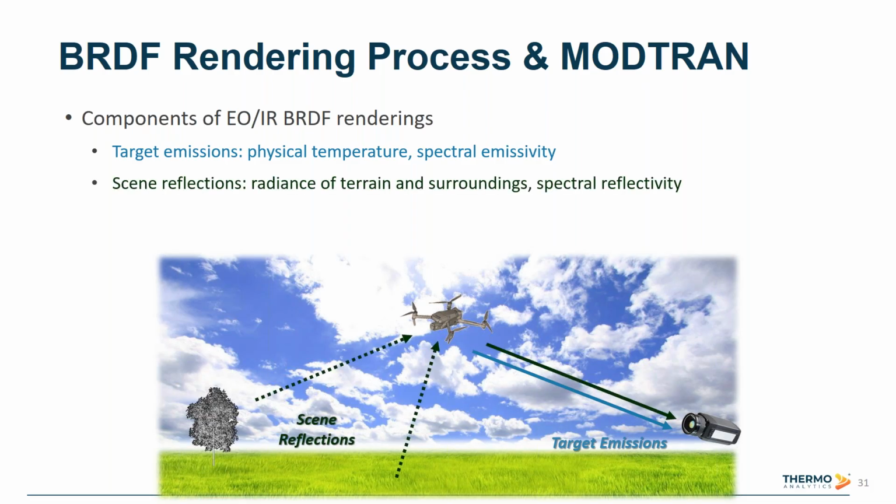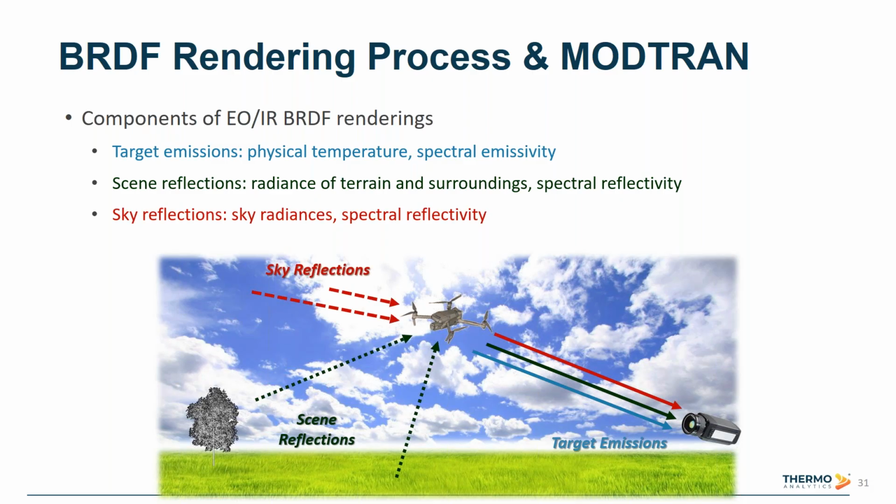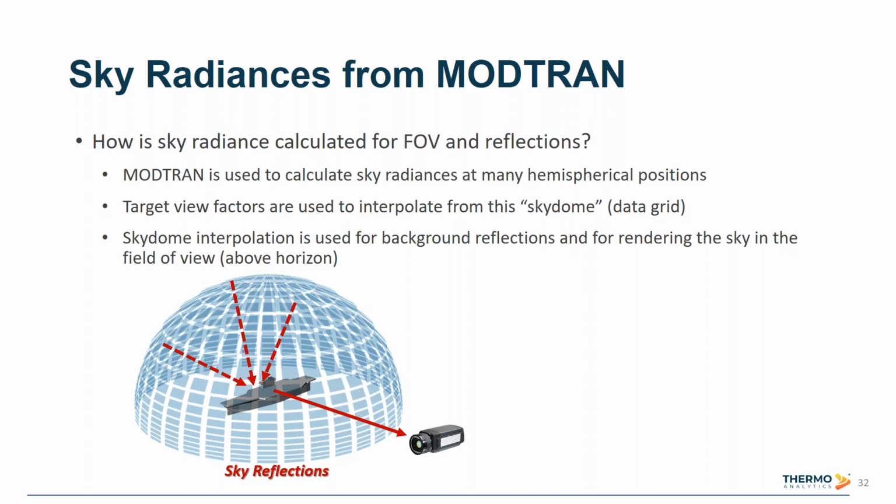Next is energy reflected from the target of the surrounding terrain and objects. And finally, there are reflections of the sky. During the rendering process, MuSES also calculates the atmospheric attenuation between the sensor and the target, and for the reflection paths between the target and the surrounding terrain. MuSES uses the atmospheric transmission code MODTRAN for these calculations. MODTRAN is developed by Spectral Sciences. Within MuSES, the sky radiance is calculated using MODTRAN at many hemispherical positions to form a sky dome. The target view factors are used to interpolate from this sky dome and is used for background reflections and for rendering the sky in the field of view.